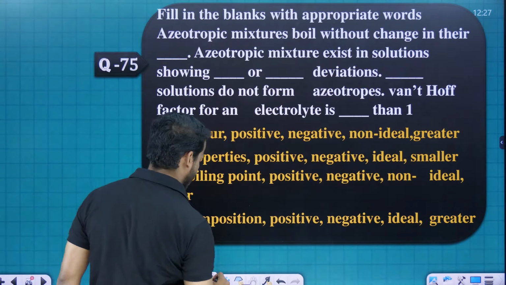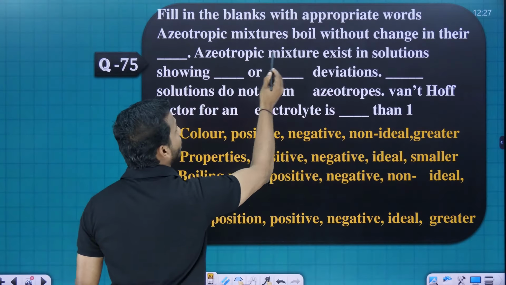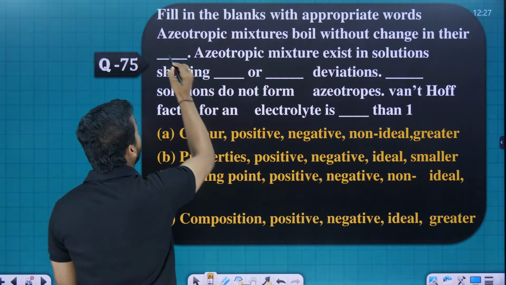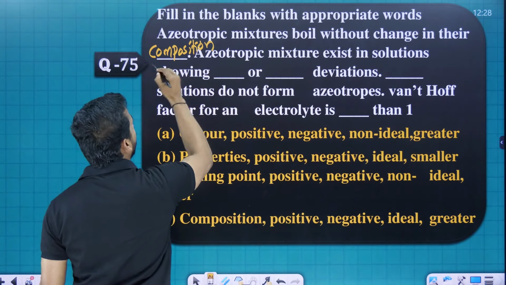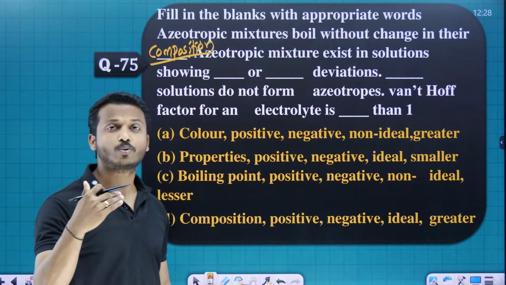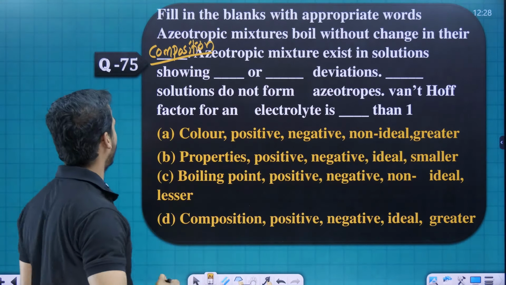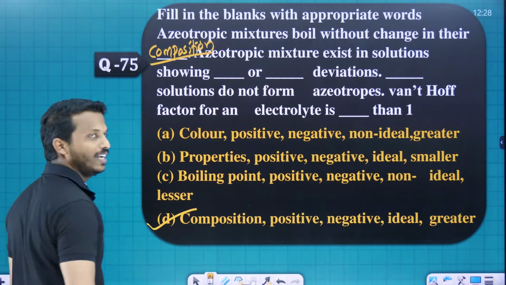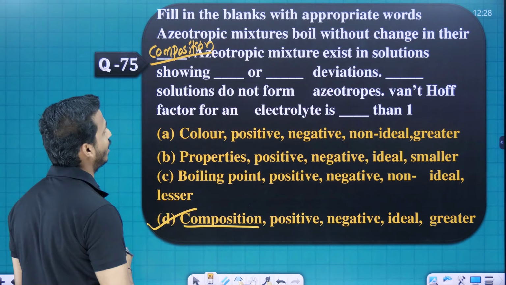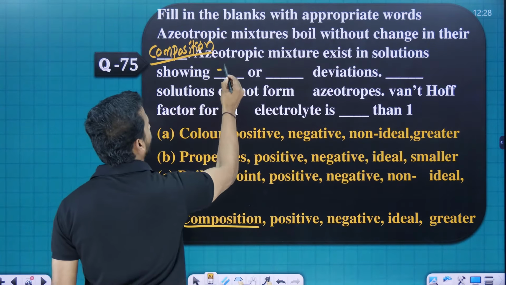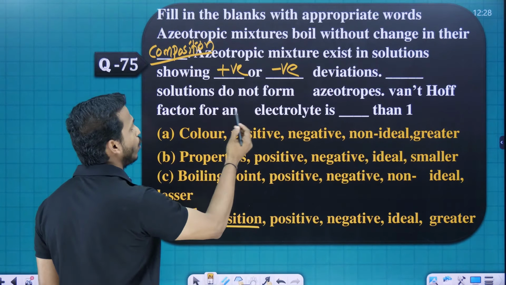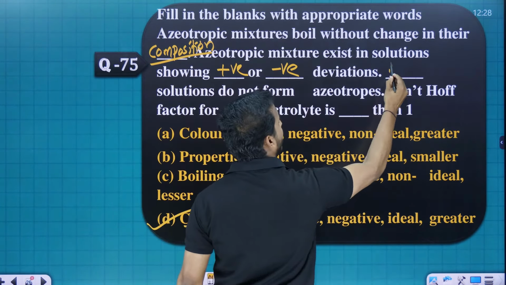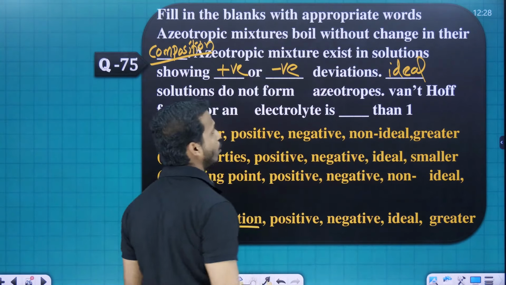Question 75, fill in the blanks with appropriate words. Azeotropic mixtures boil without change in their composition. So that is only one answer, option D. Check it out, composition. And they are showing what? Positive or negative deviation. And dash solutions do not form azeotrope. Which one? Ideal solutions do not form azeotrope.